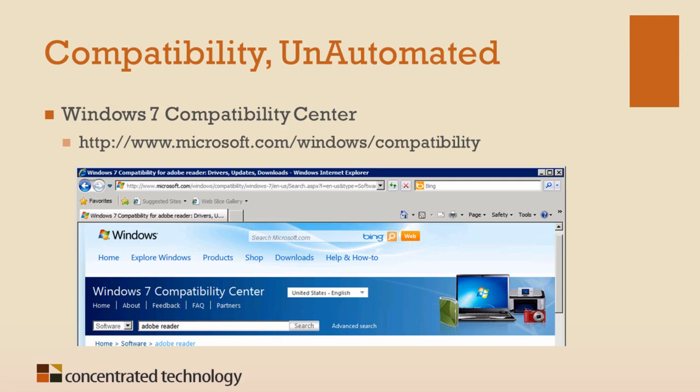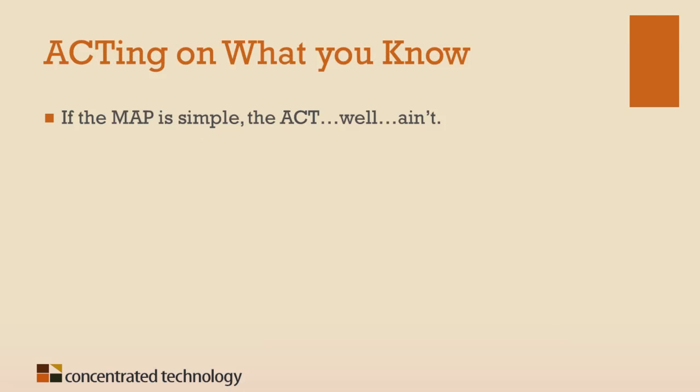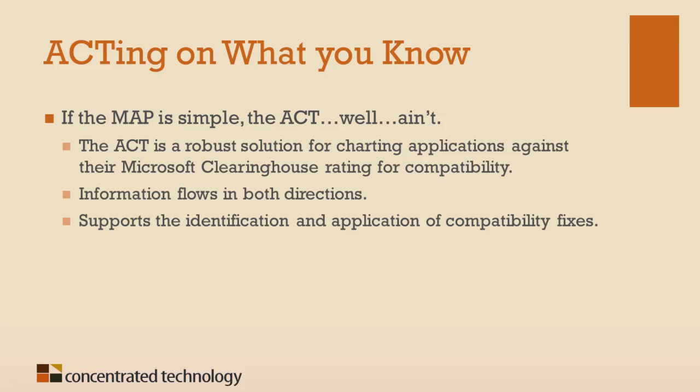you see where I'm going with this. So the map, again, kind of simple at the outset, but you kind of have to pay later on when you're manually going through this process of identifying, well, what software do I have and is it compatible or not? So if the map's simple, the Act is a little bit more challenging. It is a robust solution for charting applications against their Microsoft Clearinghouse rating for compatibility, which I believe I copied word for word off of Microsoft's website because I thought that was just humorous.